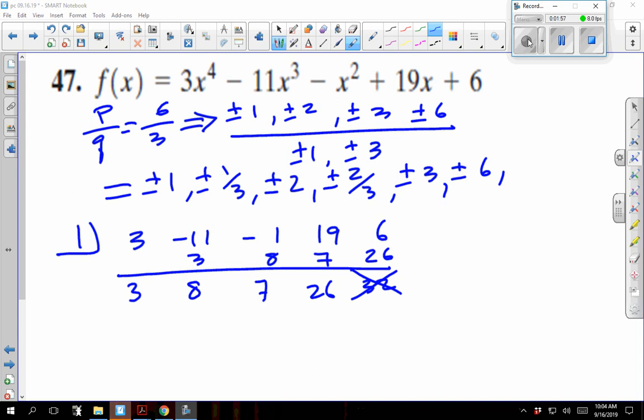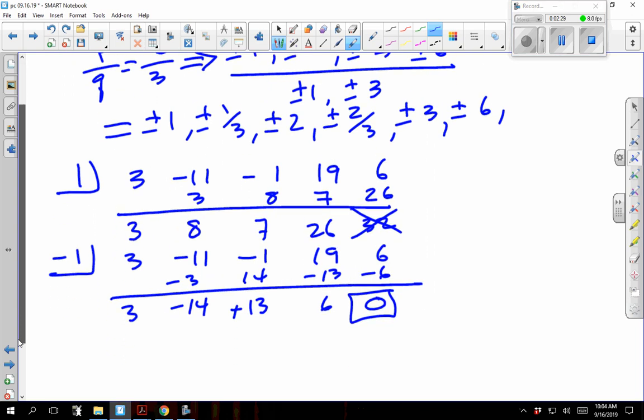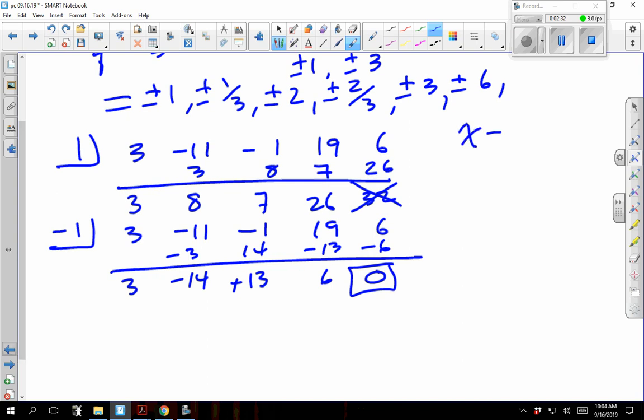We've got to try the next one, negative 1. And we've got to keep going until we find something. So 3, negative 11, negative 1, 19, 6. 3, negative 3 is negative 14. Negative 14 is negative 13. Positive 13, sorry. Negative 13 is 6. Negative 6 is 0. That we're happy with. Okay? So we've got x equals negative 1 is one of them.